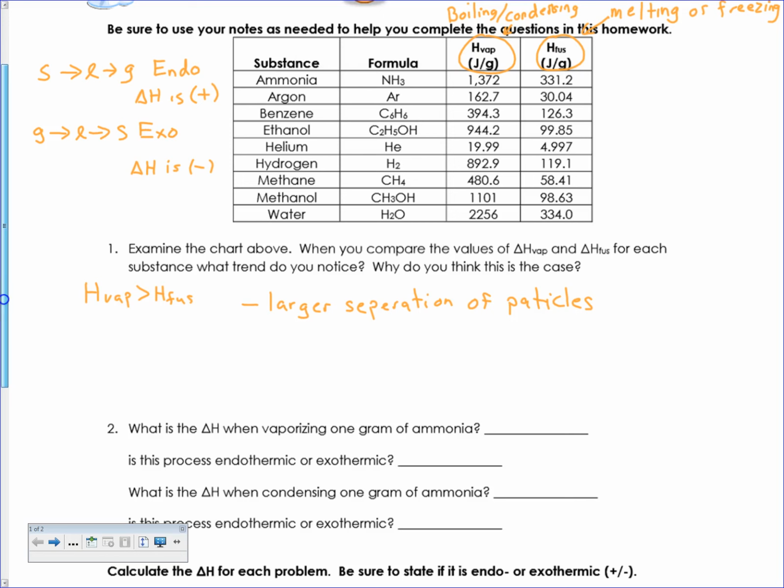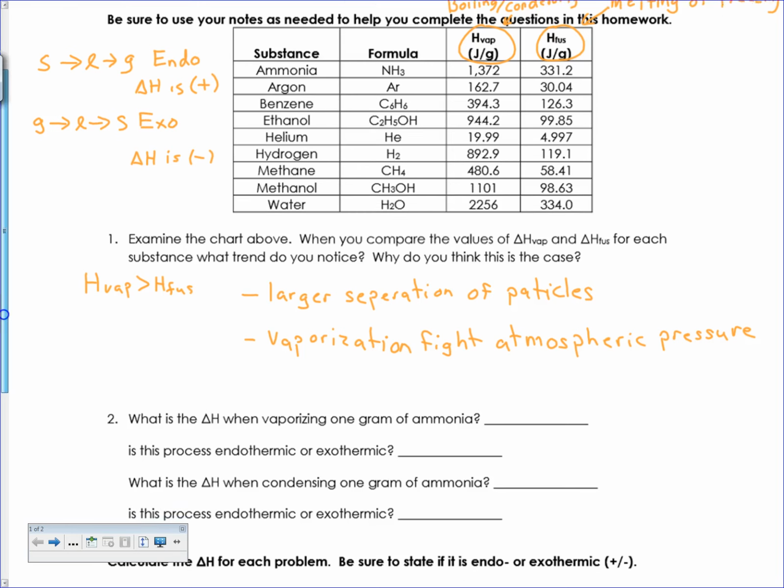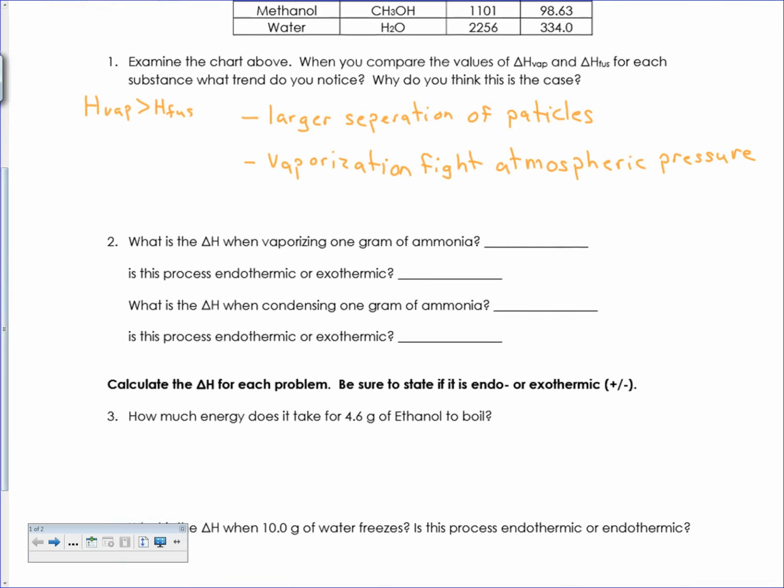The other thing that goes into this is that vaporization has to fight against the outside atmosphere. So vaporization fights atmospheric pressure, and that requires more energy to be put in. Whereas in a lot of cases, melting and freezing is not too much impacted by the atmospheric pressure.